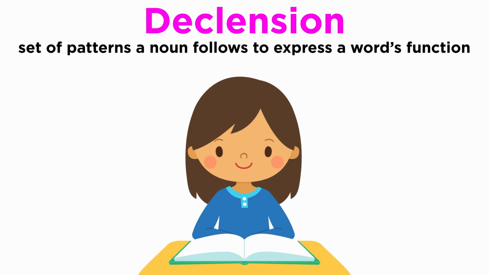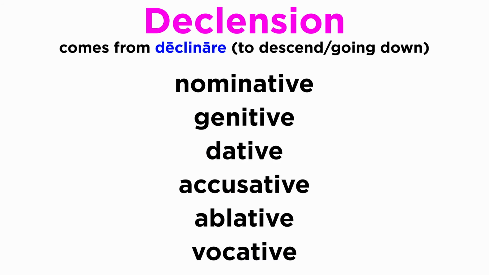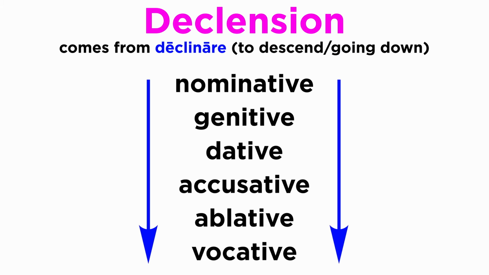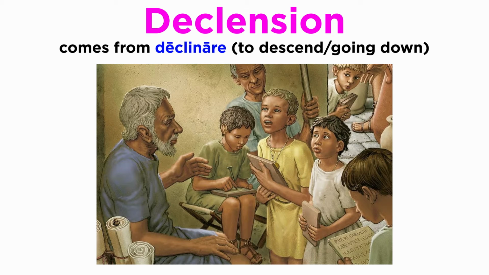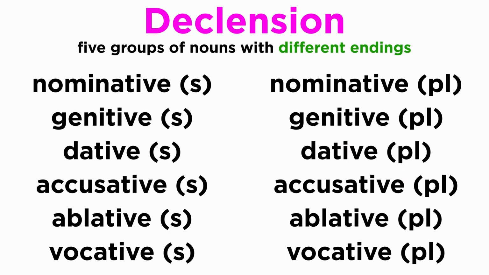As we've already learned, declension is a specific set of patterns that a Latin noun follows in order to express a particular function of the word within the sentence. The word declension comes from the Latin verb declinare, meaning to descend, as the action of going down or inflecting from the nominative case to the genitive, the dative, and so forth, which is what Roman schoolmasters used to do in order to train Roman children.